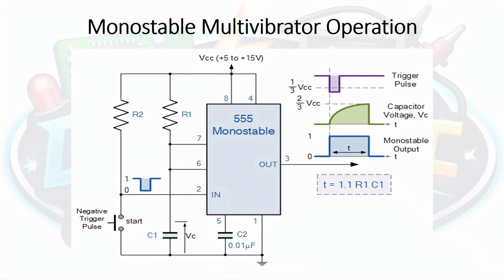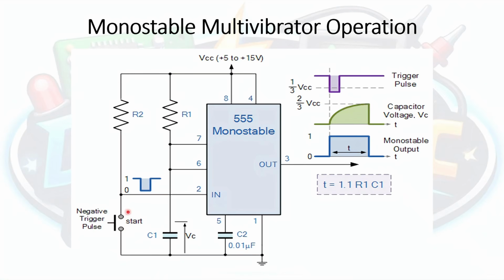Now let us see the operation of a monostable multivibrator. We have the diagram here at the middle illustrating that. As I've explained earlier, the monostable multivibrator circuit has a trigger pulse, or a triggering mechanism, here. That would be our push button switch. This is a negative trigger pulse. So what is meant by that?